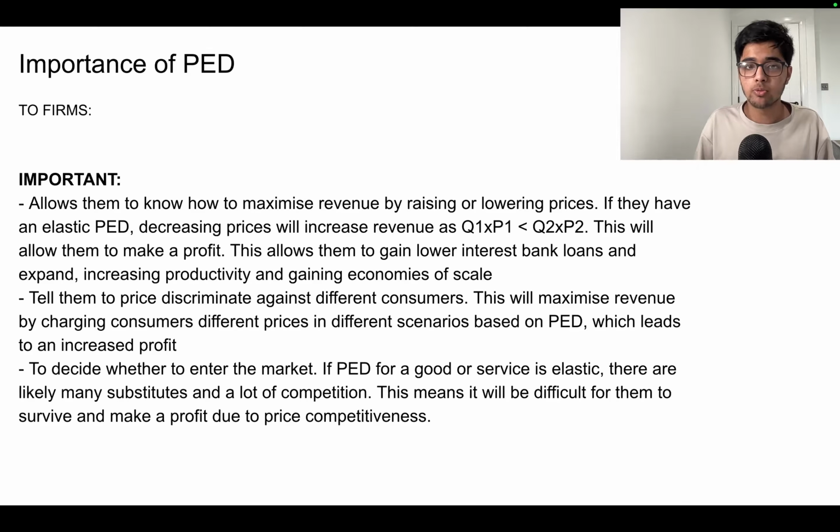It tells firms to price discriminate against different consumers. Price discrimination is when you charge consumers different prices for the same product. For example, train tickets. At peak times, train tickets cost more than at later times. The same product is being given, but the price is different. This will maximize revenue by charging consumers different prices in different scenarios.